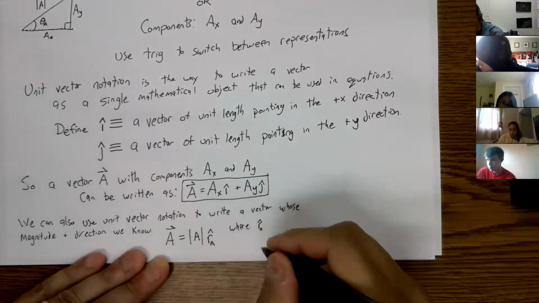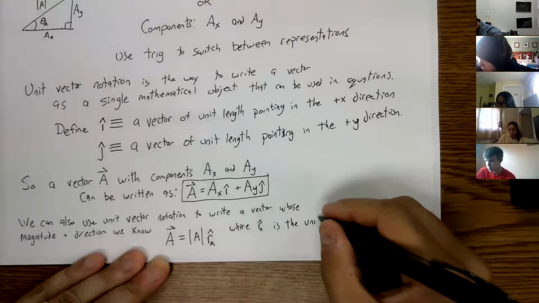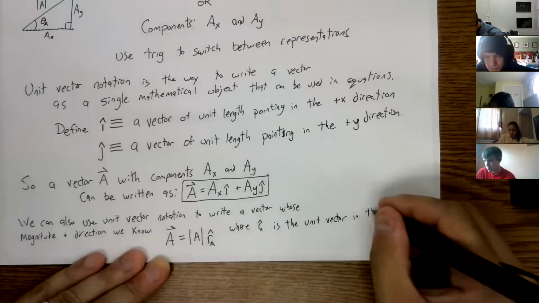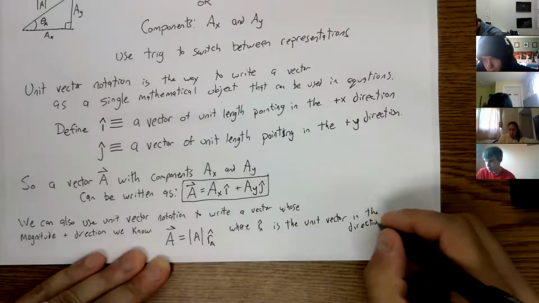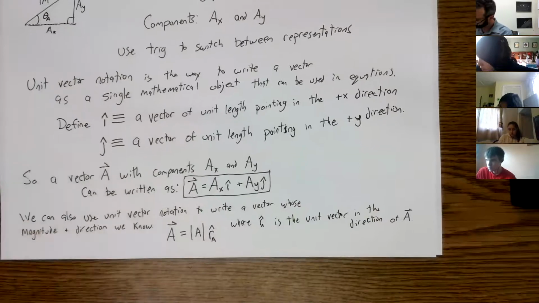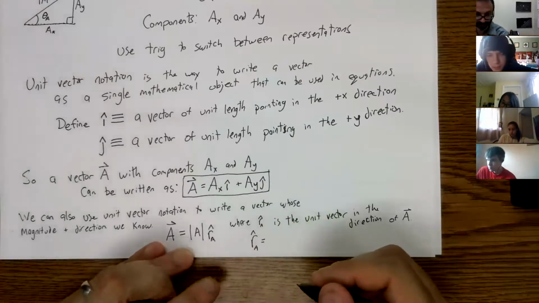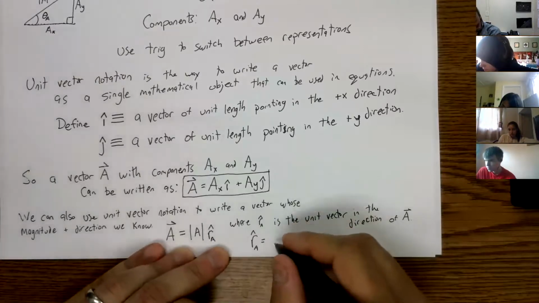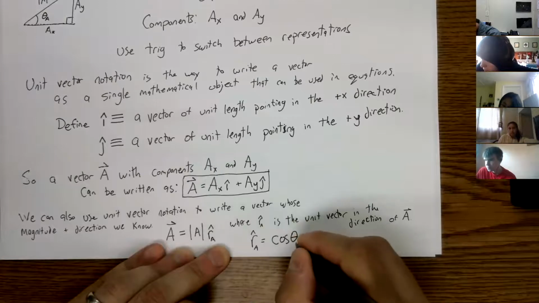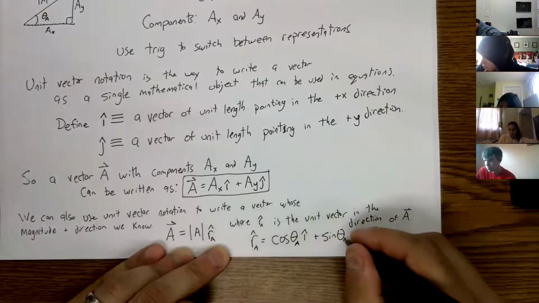Where r hat is the unit vector in the direction of A. And to put that r hat in terms of things that we've already defined and we already know, you can find, and I'm not going to prove this, but you can check with trig, that's always going to be the cosine of your angle times i hat plus the sine of your angle times j hat.